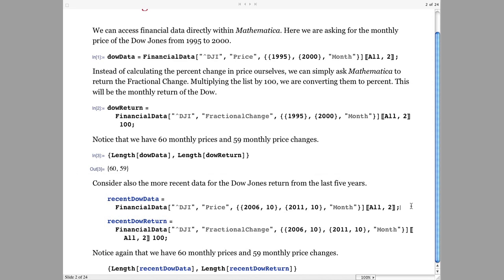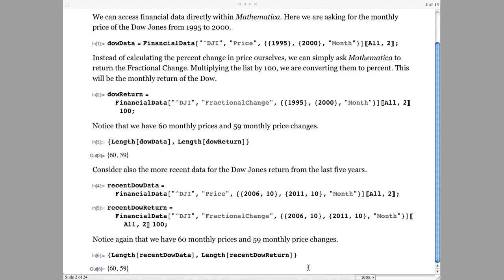We can also ask for the most recent Dow Jones return and Dow Jones recent prices. And notice that we have 60 monthly prices along with 59 monthly price changes.